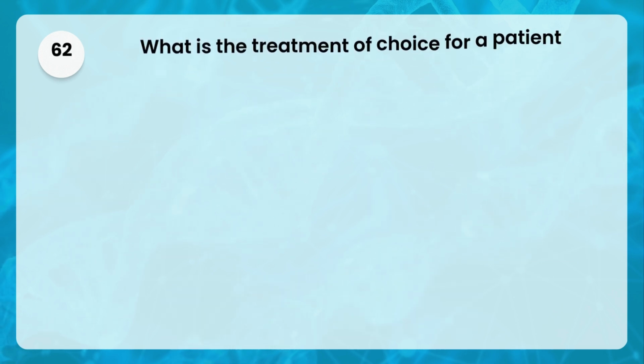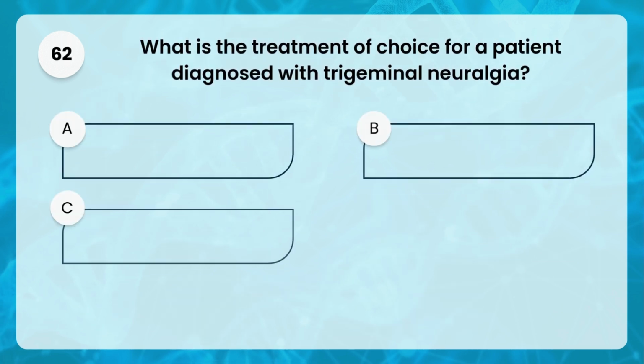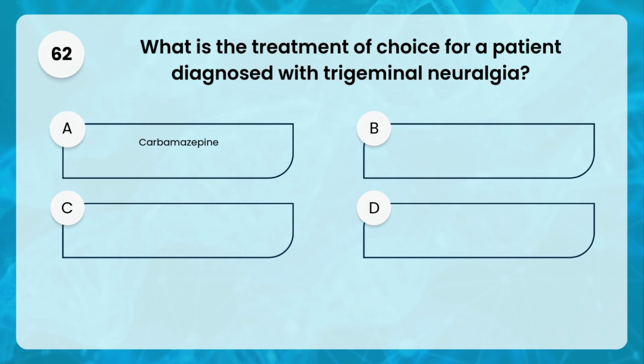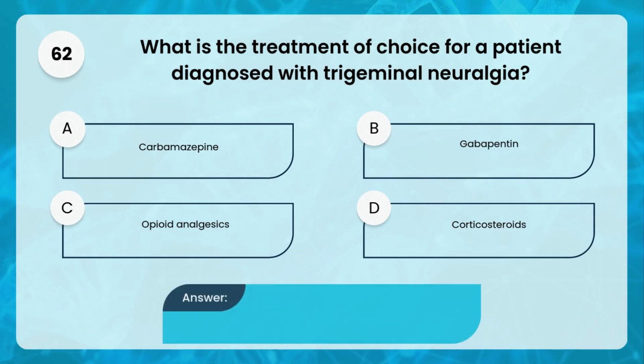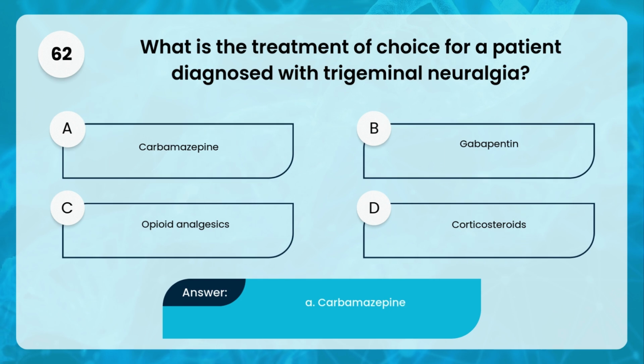Number 62. What is the treatment of choice for a patient diagnosed with trigeminal neuralgia? A. Carbamazepine. B. Gabapentin. C. Opioid analgesics. Or D. Corticosteroids. The answer is A. Carbamazepine.